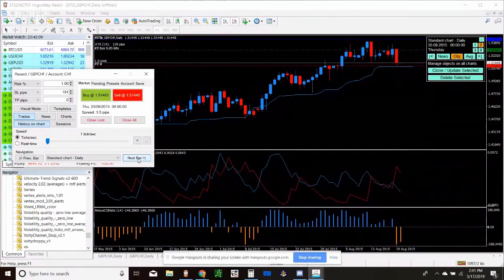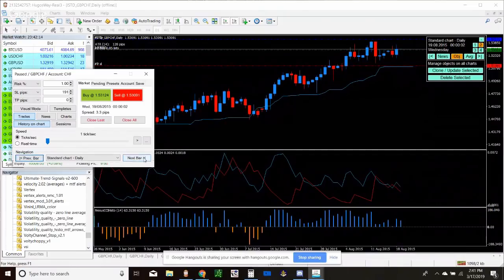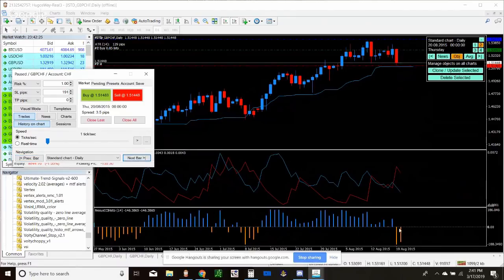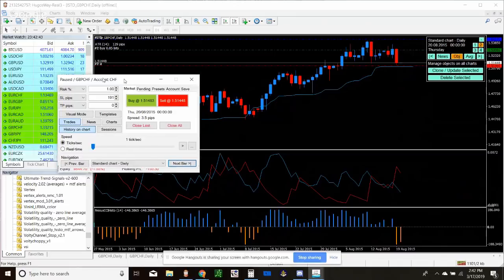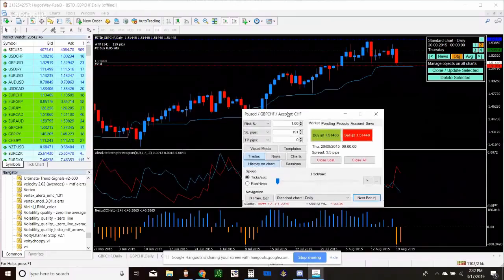Okay, so this is where it gets hard when you're testing. The question is, do we let it hit our stop, or do we close out when we get an opposite signal? Because as you can see, we have an opposite signal on both the absolute strength and our CCI. If we were going tick by tick, we could have got that signal earlier, but just for time's sake, we're not going to do that today.